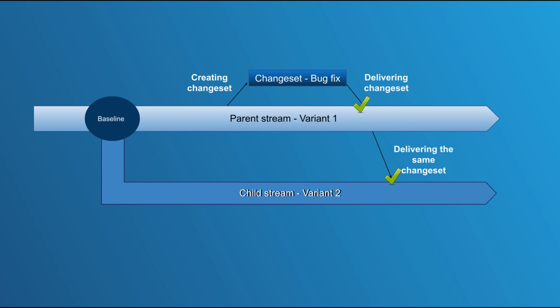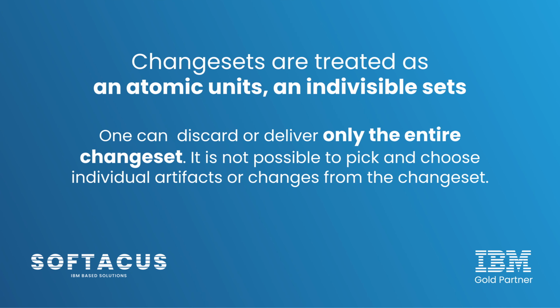The next thing I already mentioned, but I think it needs to be stated specifically. Changesets are indivisible sets. So, it is really important to understand that you can discard or deliver only entire changesets. It is not possible to pick and choose individual artifacts or individual changes from the changeset. So, the best practice to increase reusability and for better change control is to create many small changesets and deliver them quickly. Create small changesets for specific issues, specific problems.